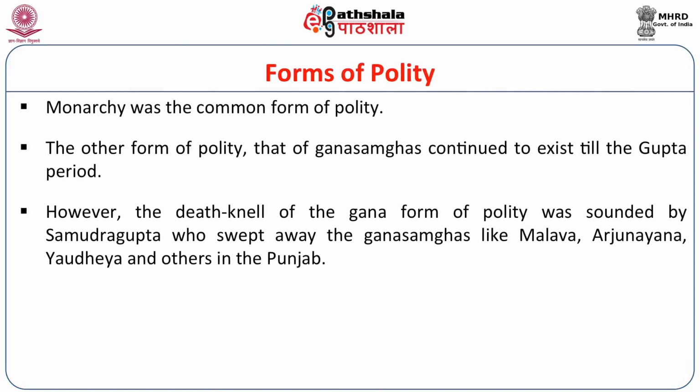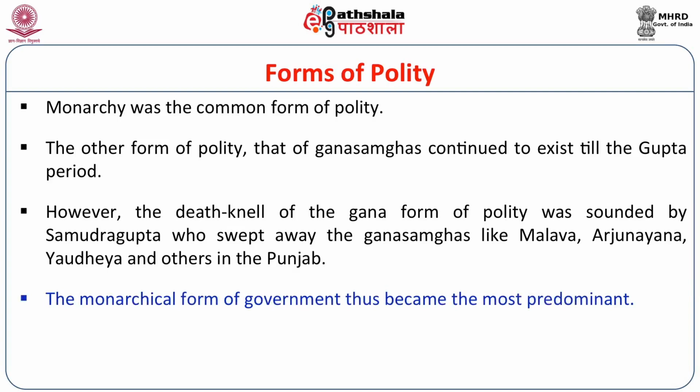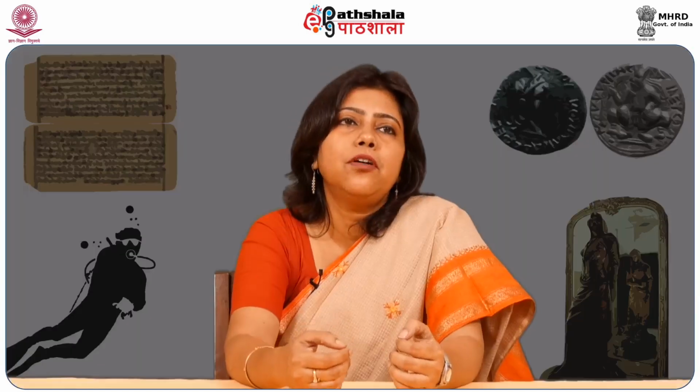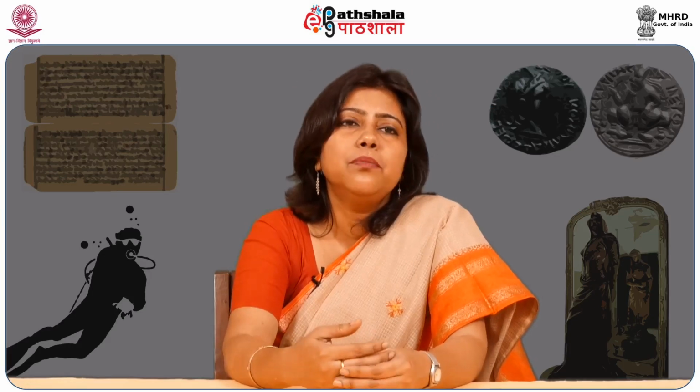However, we find the reference to the Gana Sanghas as early as the 6th century BC during the period of the Mahajanapadas. But what happened to them during the Gupta period? The death knell of the Gana form of polity was sounded by Samudragupta, who swept away the Gana Sanghas like the Malava, Arjunayana, Yaudheyas and others in the Punjab. So, the Gana Sangha polity ended most probably during the Gupta period, and monarchy became the most predominant form of government or polity during the Gupta period. So, this monarchical form of government became the most important.